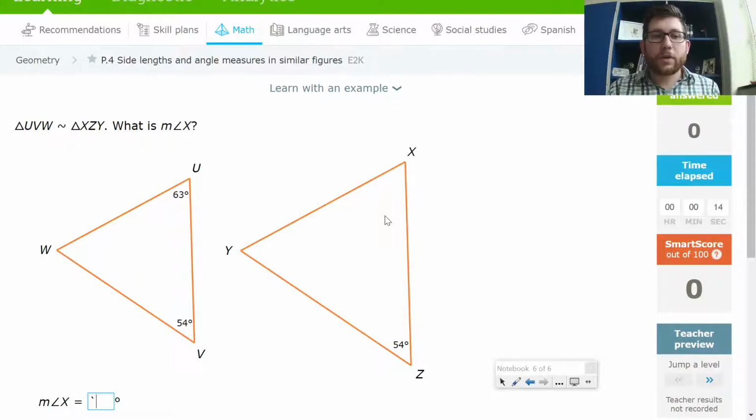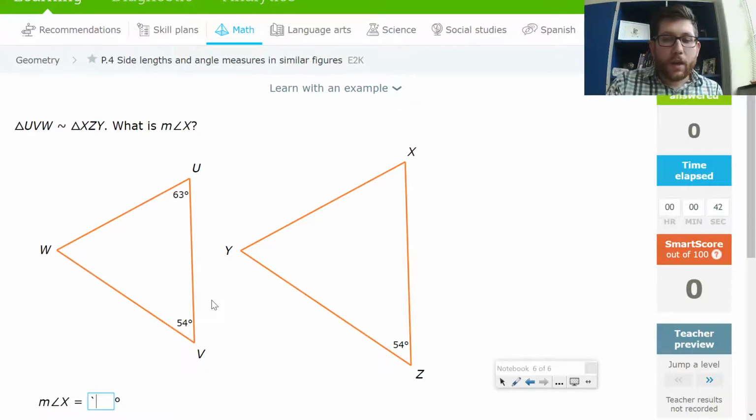All right, in this video we're going to take a look at IXL P.4, side lengths and angle measures in similar figures. So what we're going to do here is take a look at our similarity statement. Triangle UVW is similar to triangle XZY. And we need to figure out what the measure of angle X is going to be. So as we're taking a look here, I've got 54 and 54.